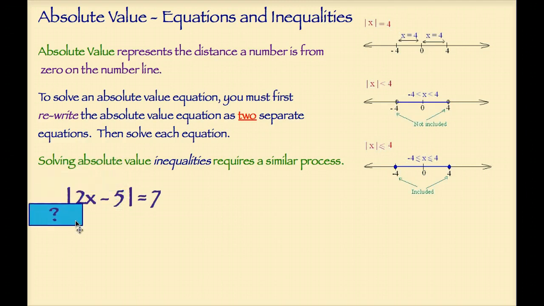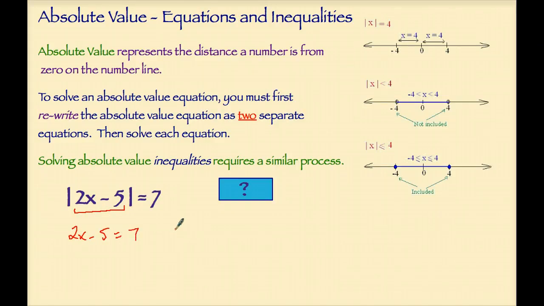Well, look at that. It's an expression. Let me move this out of the way. So we now know that this little section in here, whatever it is, can be equal to 7 to make this true, and it can be equal to -7. Well then, that requires two separate equations. 2x minus 5 equals 7, and 2x minus 5 equals -7. Solving them both will give us the two answers to this absolute value equation.